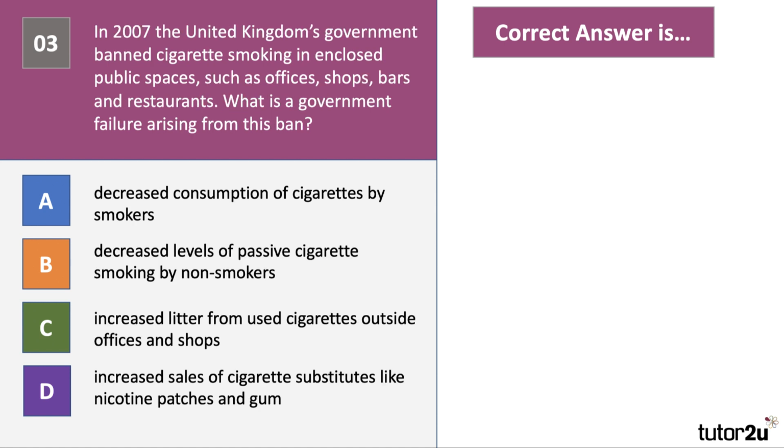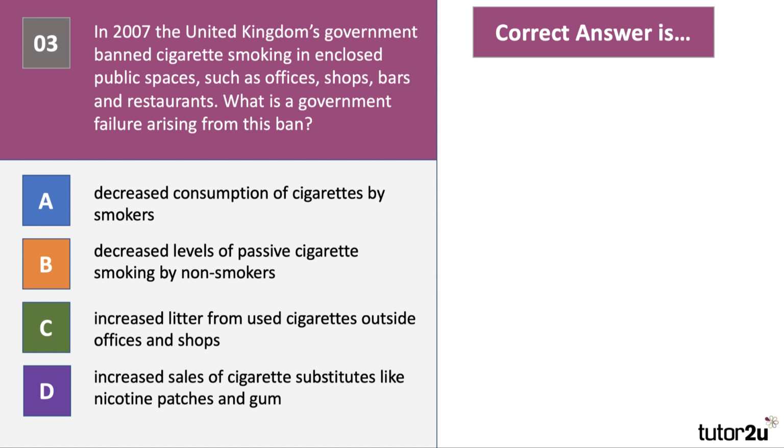Question 3. In 2007, wow, 14 years ago now, the UK government banned cigarette smoking in enclosed public spaces such as offices, shops, bars and restaurants. It was a key policy intervention, but from the options there, what is a government failure arising from this ban? Can you pick out the example there of government failure from the options A, B, C and D? Have a go please at question 3.